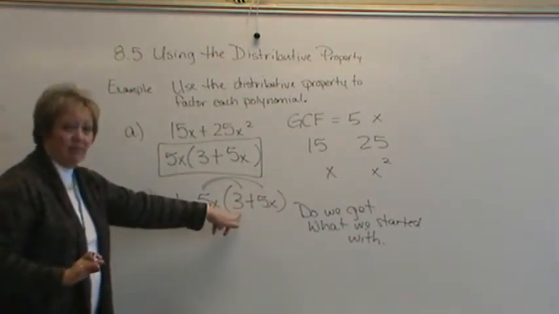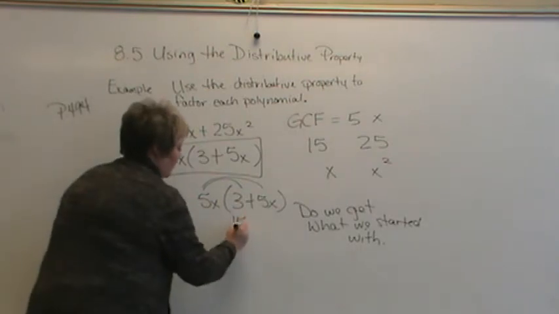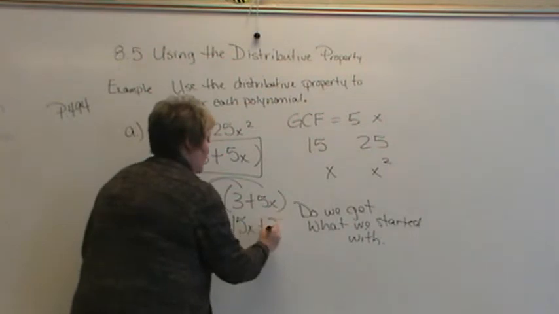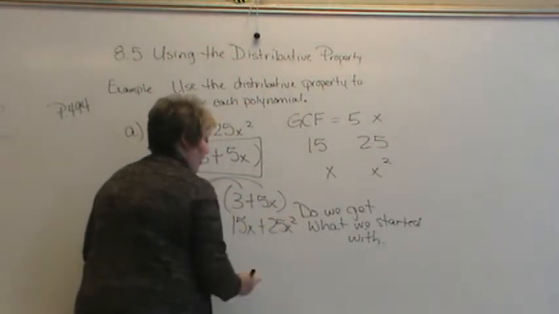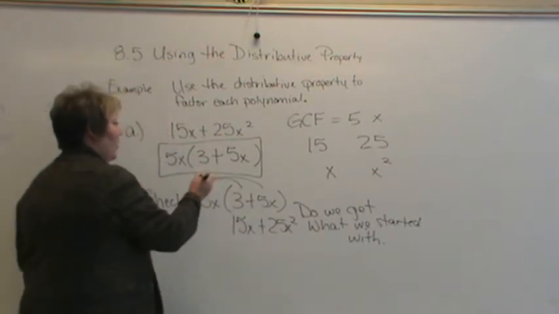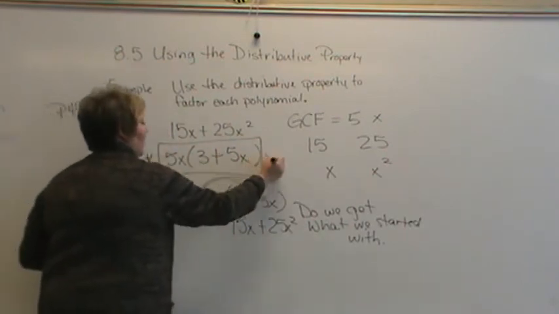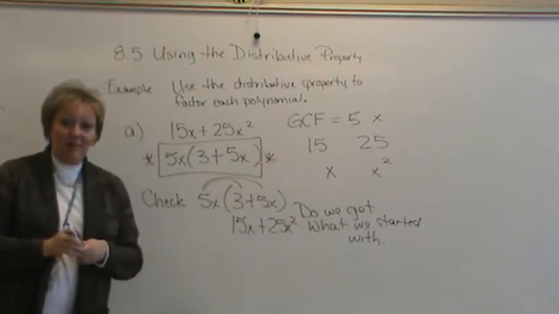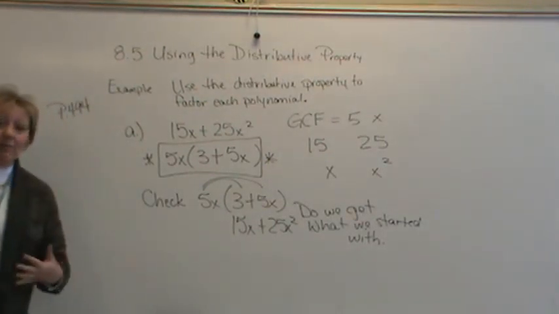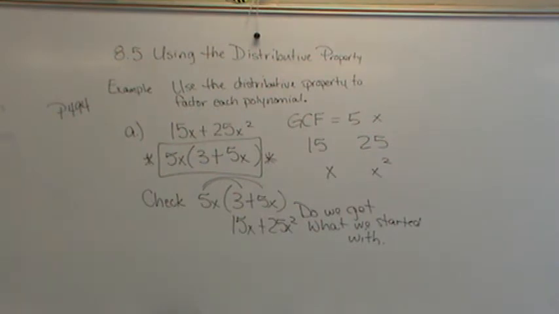5x times 3 would be 15x. 5x times 5x, 25x squared. I got my original problem, so I know that this answer is correct. Think on that for just a minute. Make sure you get your example down, and I'll come back with a second example in just a minute.